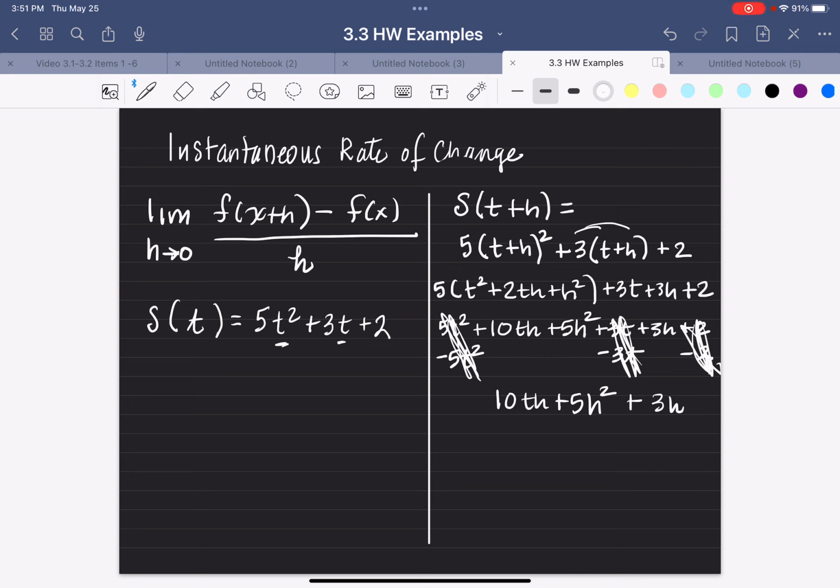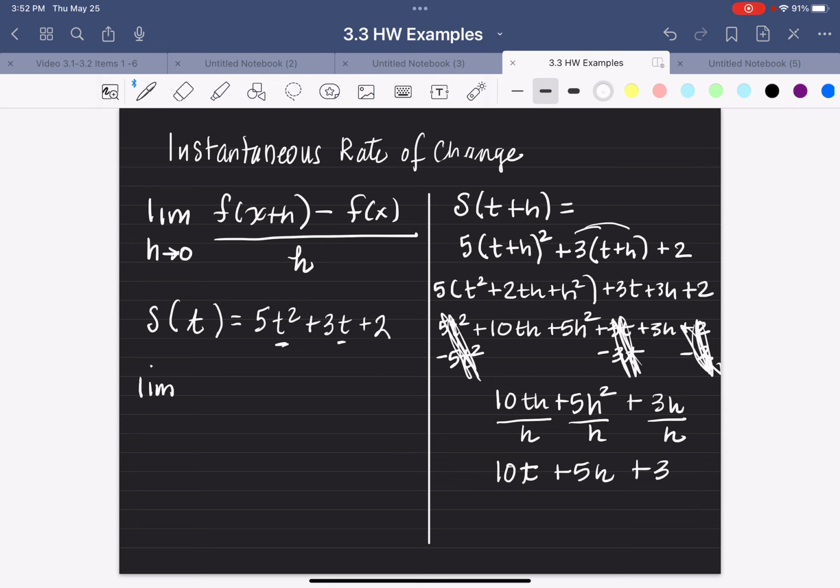Okay, I'm not done though, because look, what does the formula say? Divide by h. Okay, I haven't done my limit yet. I'm still trying to do all this algebra. I've got to divide by h. Well, look, there's 3 things. I have to divide them all by h. So divide that by h, divide that by h, divide that by h. I end up with 10t plus 5h plus 3. Now I'm ready to do my limit.